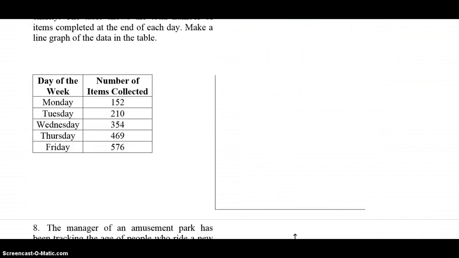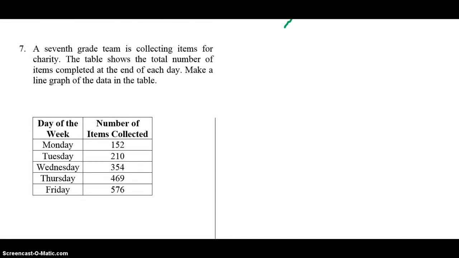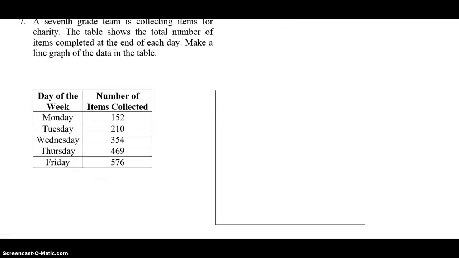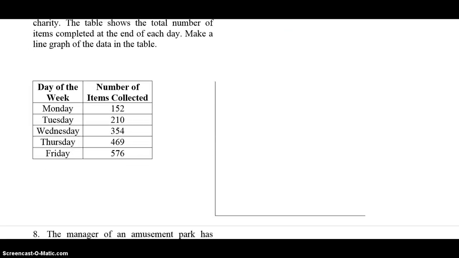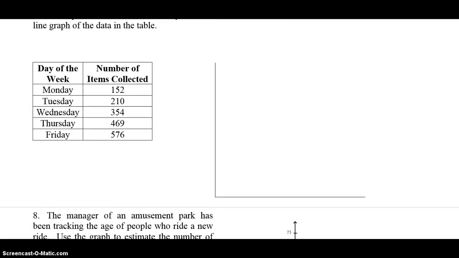Number 7. A 7th grade team is collecting items for charity. The table shows the number of items completed at the end of each day. Make a line graph of the table. Remember, there are several things I need for a line graph. I'm going to start with all my labels. Down here is Monday.